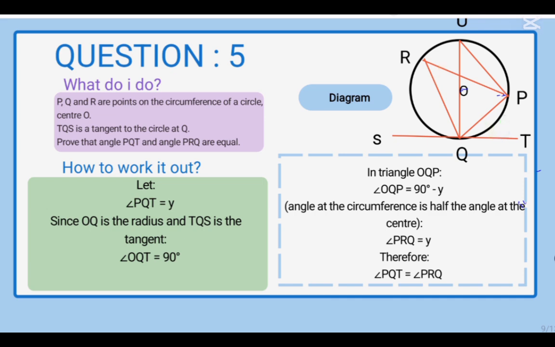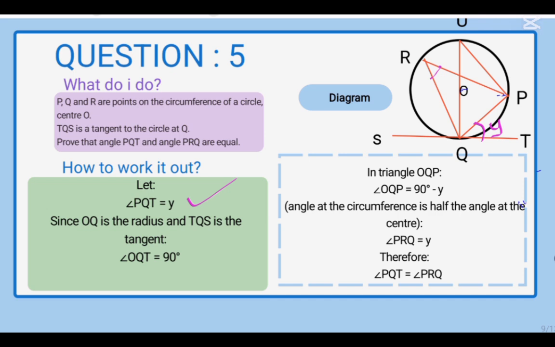That will be very easy for us if you put that one there. Let's say it's angle y. So we want to prove that they are equal. We want to prove that this angle and this angle are equal. So let PQT equal to what? Angle y. We just assume now that PQT is equal to angle y.